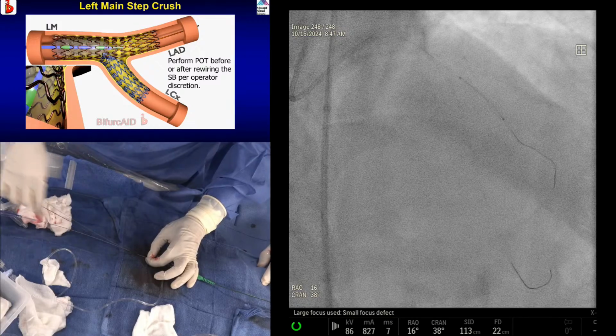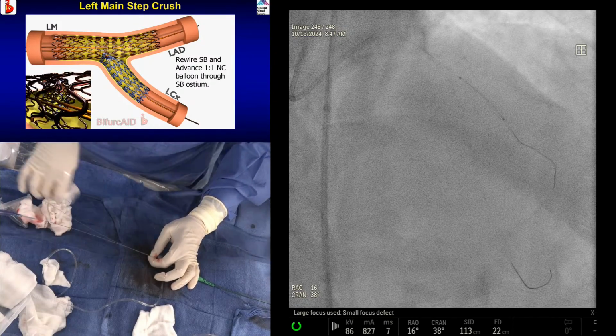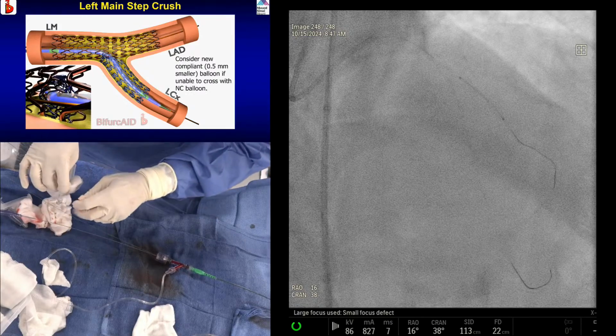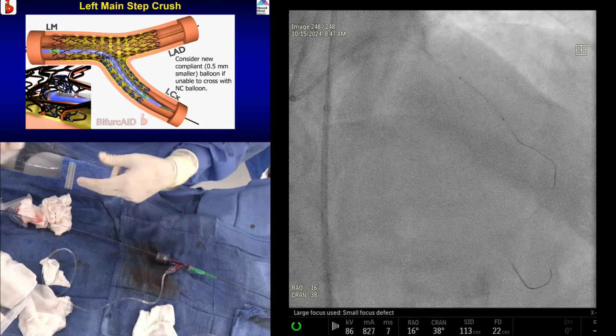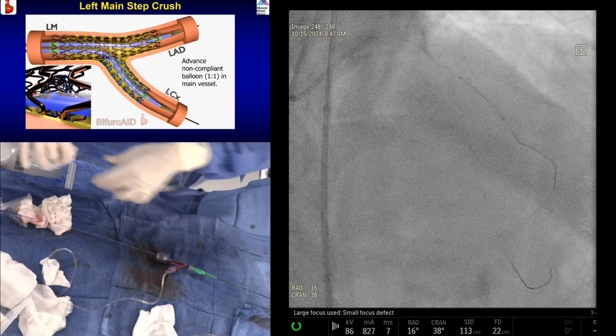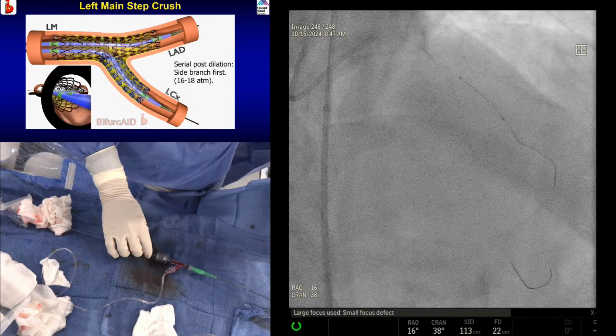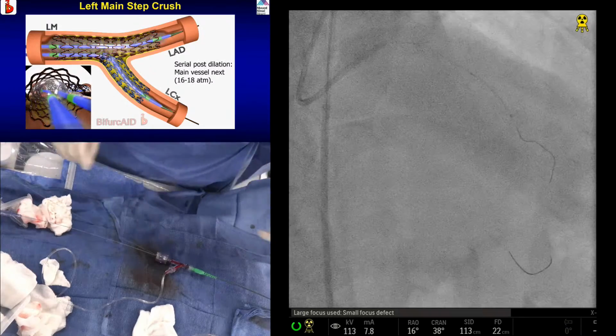So while you're planning the step crush, maybe we can start some presentation. Show the step crush video first, showing a left main. Do we have a non-left main step crush? Not yet, but that's okay. The concept. Show the video of the left main step crush. Give me the balloon.